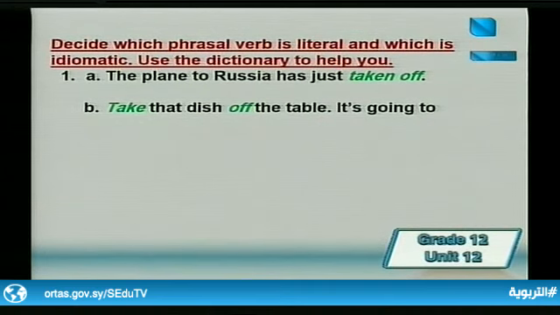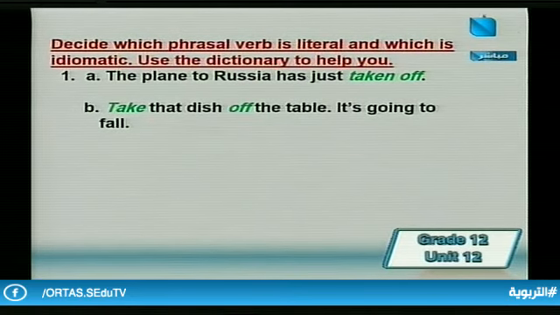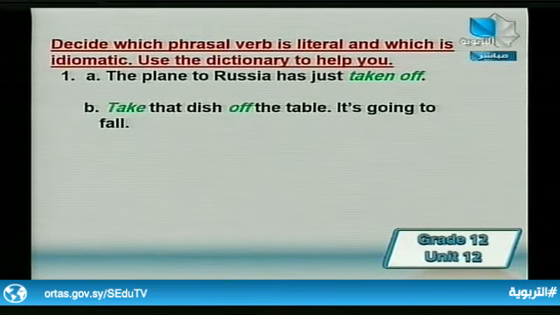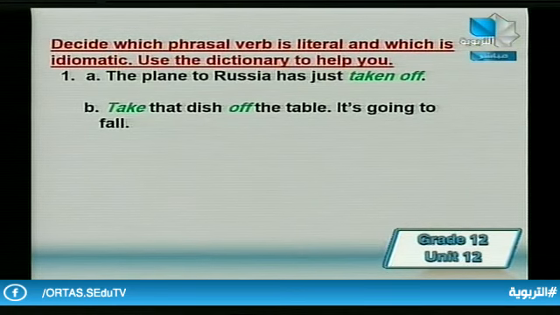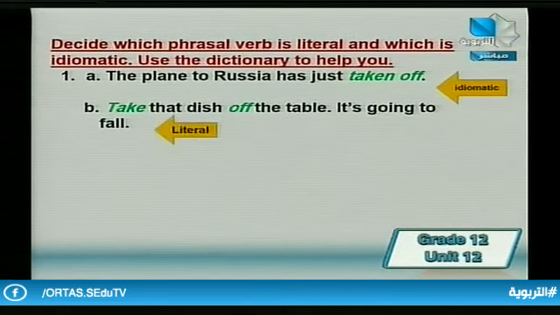So we have 2 examples. The plane to Russia had just taken off. And the other example, take that dish off the table, it's going to fall. In the first one, it's idiomatic. Take off, when the plane takes off, means when it leaves the land into the air. And take the dish off the table, here it means to remove. So this is a literal meaning. So the first sentence is idiomatic, and in the second one, it is literal. Very nice.